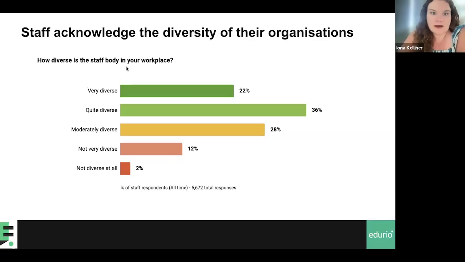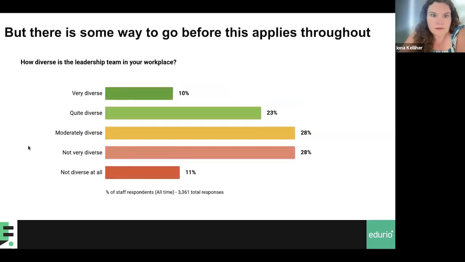However, this is about the staff body, so this is about all of the staff within the organisation. If we look at the colour of these bars and the length of these bars, when we ask about the leadership team, we've got a lot less green and a lot more red. So there's a kind of cycle that's at play here.